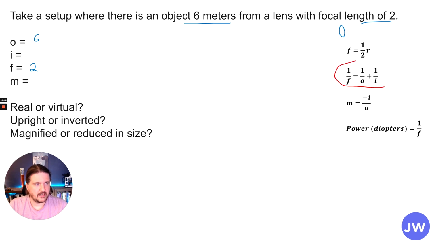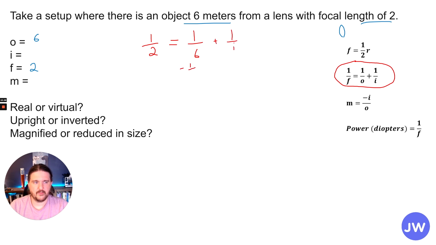Remember this equation that I said was probably the highest yield equation when it comes to optics? Sometimes the MCAT makes you use this equation and another equation. Sometimes it's just this equation, but this is a pretty high yield one. Note that we have the focal length and the object distance, so we can find the image distance from that. So we can just plug in: 1 over the focal length, 1/2, is equal to 1 over the object distance, which is 6, plus 1 over the image distance, right?